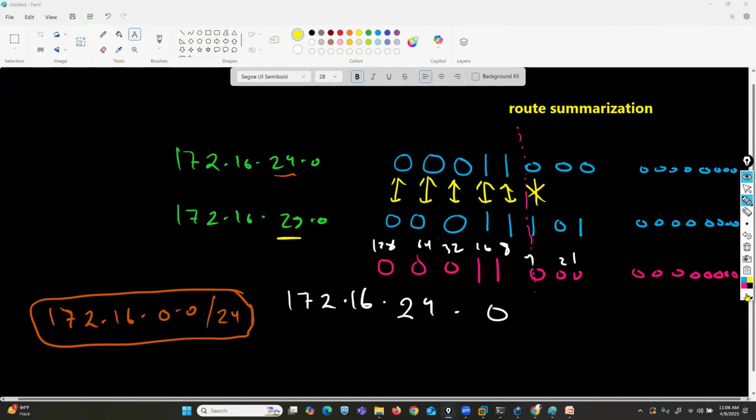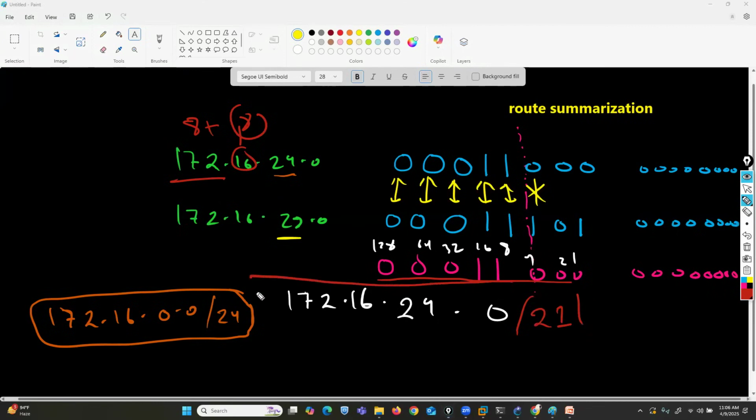And what is the slash value? This is 8 bits, 8 and 8, then 16, and you match 5 more bits, so 21. This is what your summary address is.